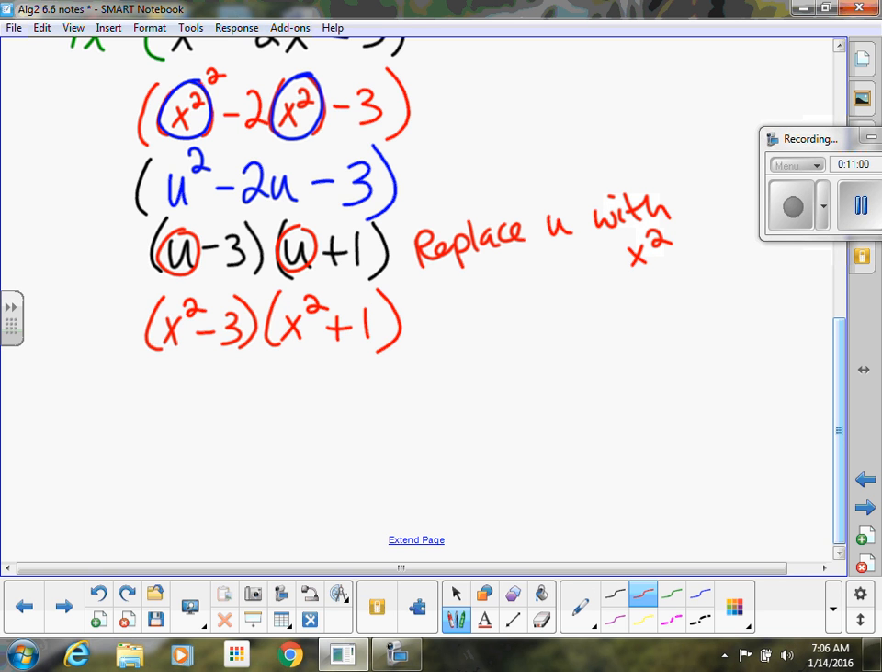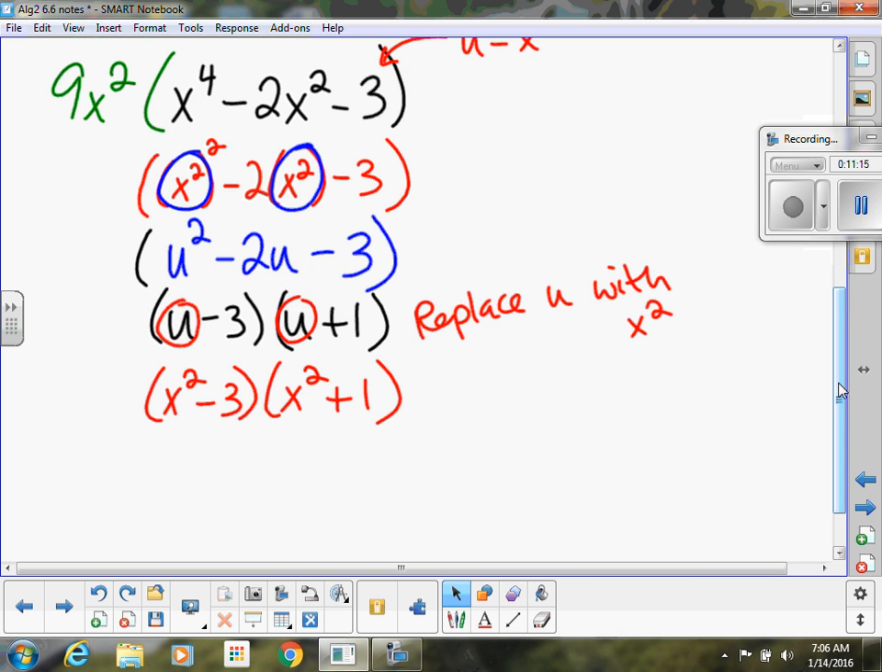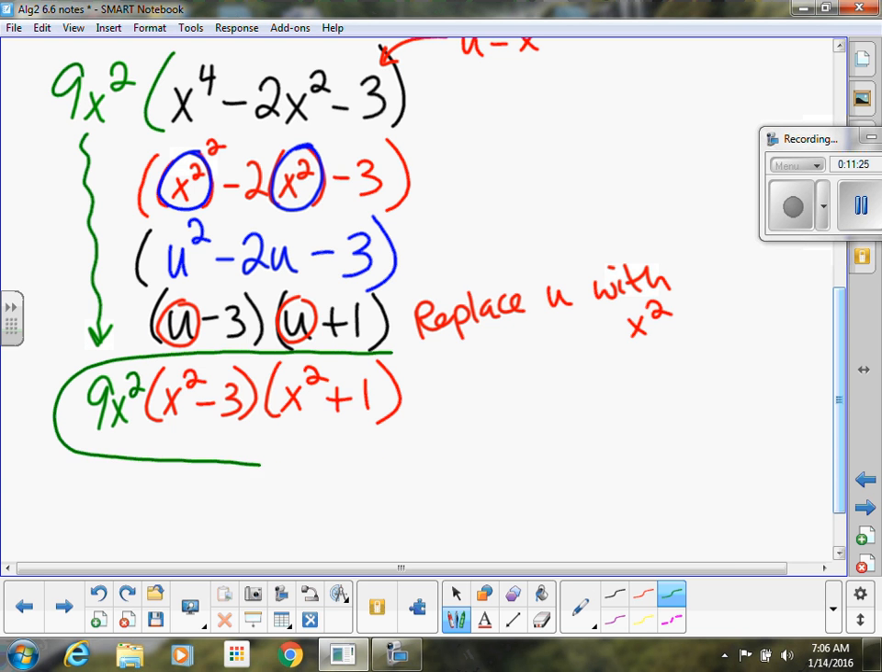So can I do a difference of two squares? Well, here's the difference right here where I see x squared minus 3, but if I do the square root of 3, that's not a perfect square. So I can't factor that anymore. The only thing I have to remember is that 9x squared in the very beginning. We need to bring that down. Even though that wasn't really part of our factoring with the u, that's still part of our answer. So that is going to be my final answer there.